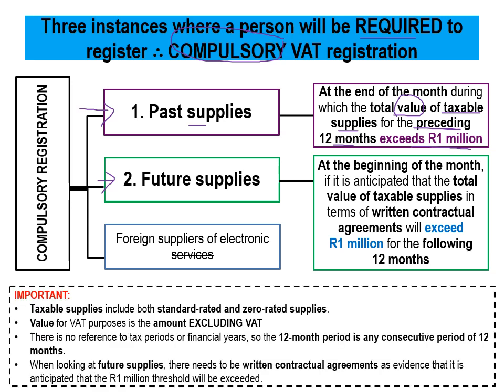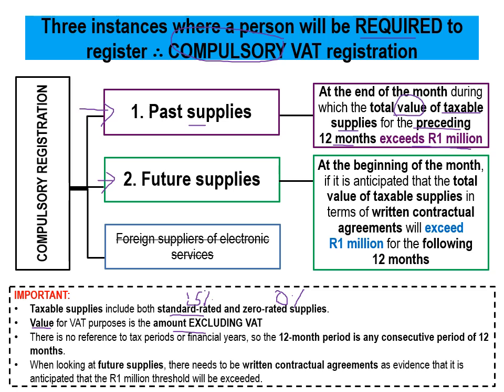Now, just a few things. If we talk about taxable supplies, we are looking at standard rated supplies and zero rated supplies. Standard rated means that VAT is levied on those at 15%, and zero rated supplies means VAT is levied at 0%. Value for VAT purposes is the amount excluding VAT. So if we look at the total value of taxable supplies, we are looking at the value of basically turnover, but taxable, so standard rated and zero rated.